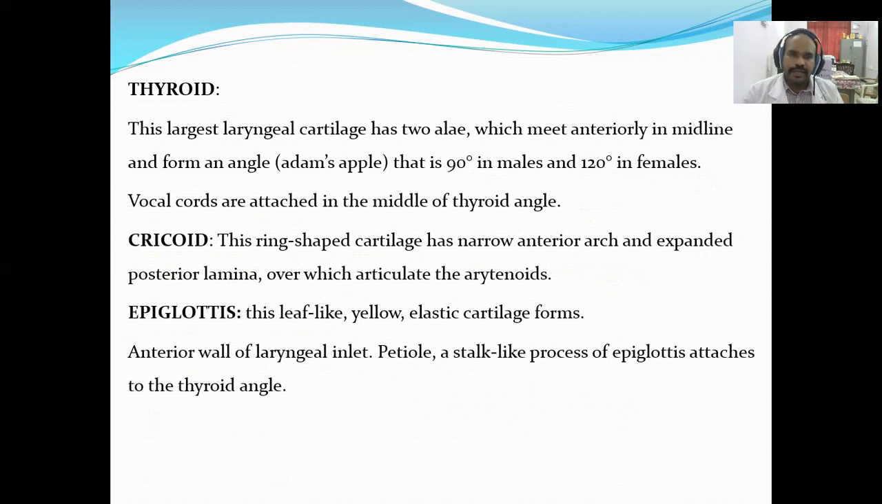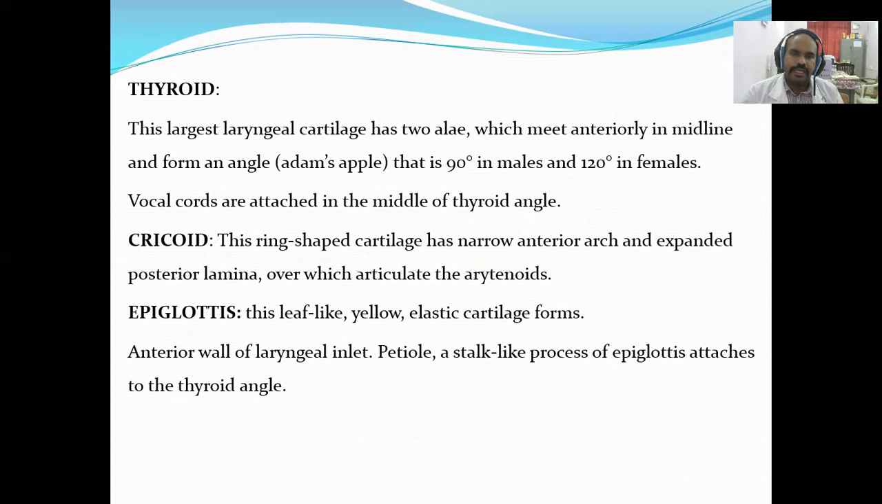Moving on to the second cartilage, the cricoid cartilage. This is a ring-shaped cartilage, otherwise called the signet ring cartilage. It has a narrow anterior arch and a broad expanded posterior lamina. So it is signet ring or ring-shaped.